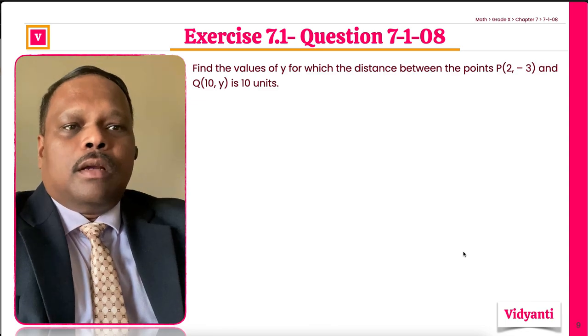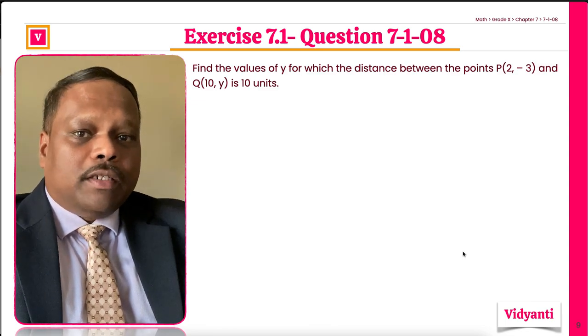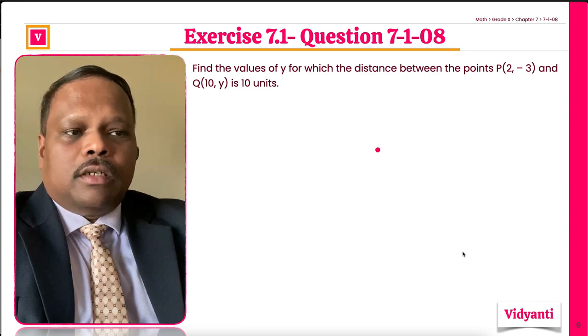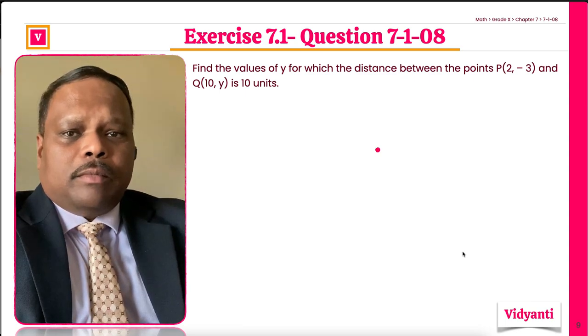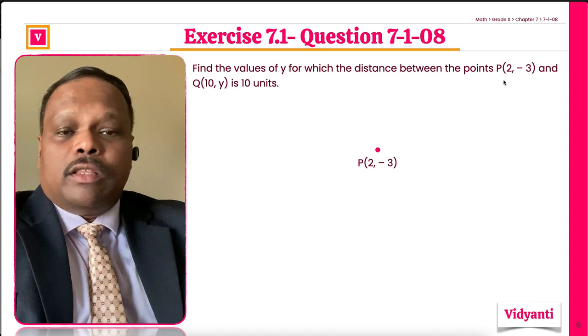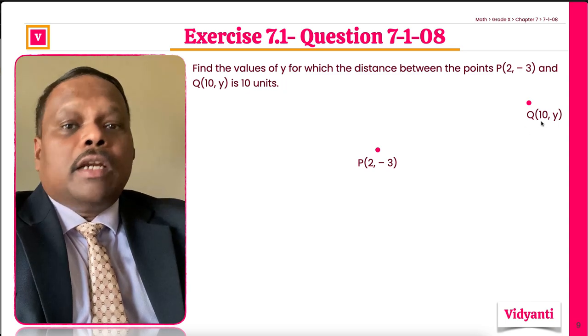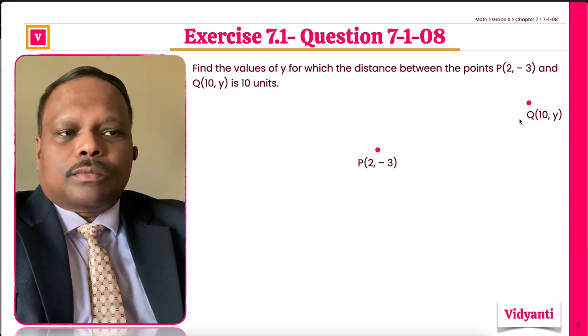718. Find the values of y for which the distance between the two given points is supposed to be 10 units. Let's quickly draw a diagram. Let's consider this as a point 1. Let's say this is point P, (2, -3) given in the question, and another point Q, (10, y). Note that the second coordinate is unknown.